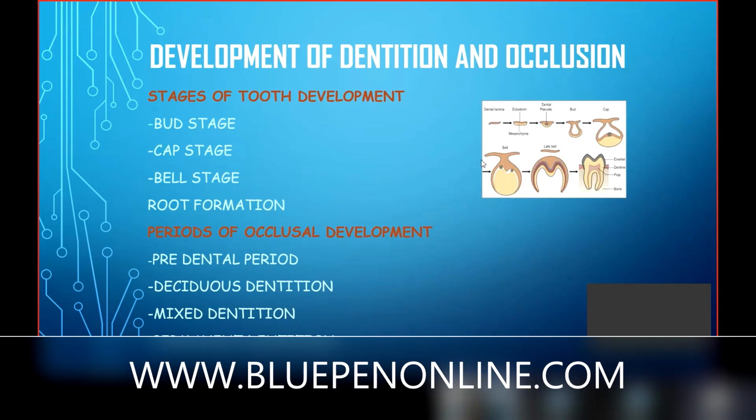So when coming to stages of tooth development, we have bud stage, cap stage, bell stage, and root formation. There will be a 10-marker question asked on stages of tooth development. In that, you only have to write about bud stage, cap stage, and bell stage. No writing root formation. In detail, I'll be telling you in the next slides. This is just an overview of what the stages are.